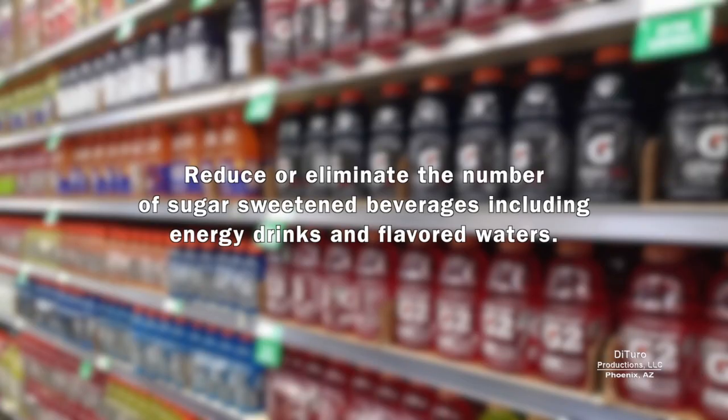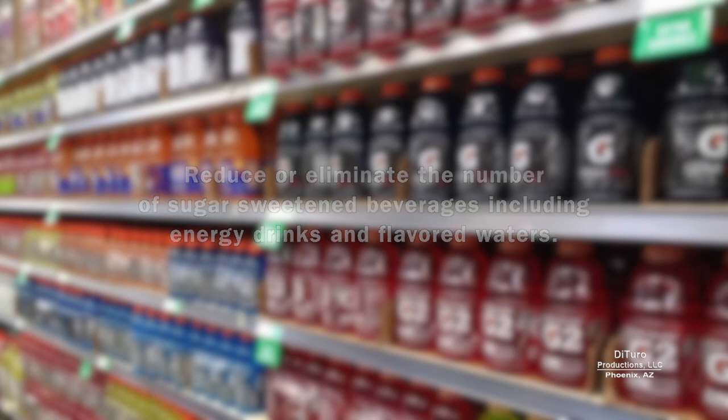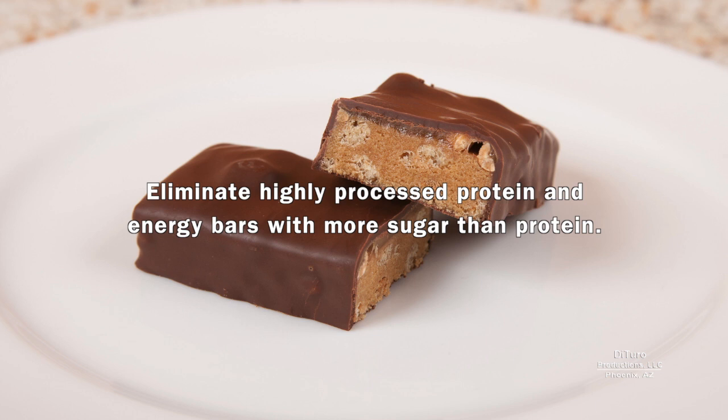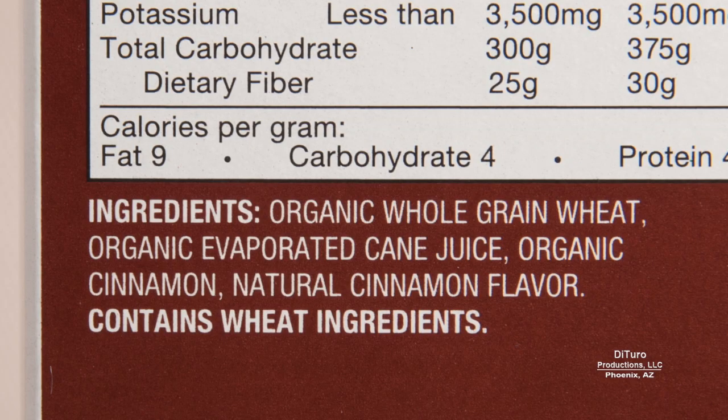Reduce or eliminate the number of sugar-sweetened beverages, including energy drinks and flavored waters. Eliminate highly processed protein and energy bars with more sugar than protein. Look for ingredients like evaporated cane juice, which is another name for sugar.